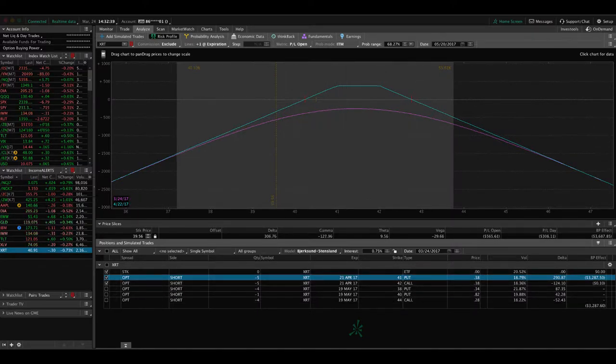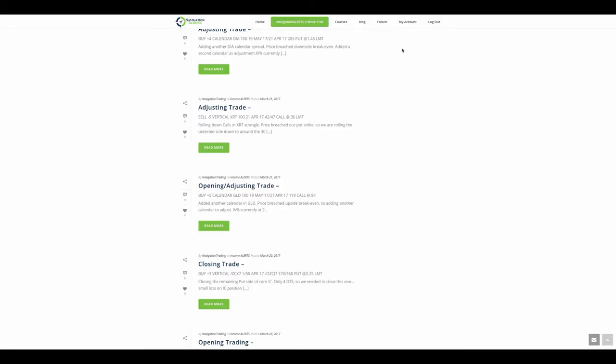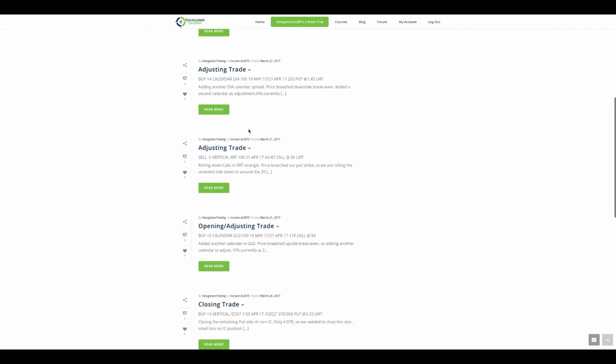We had another trade in here. I'll go over in just a second. Let's go to the next trade though first. And that was an adjusting trade in DIA. Similar to GLD, we had a calendar and price moved against our break-even point. So we added another calendar.